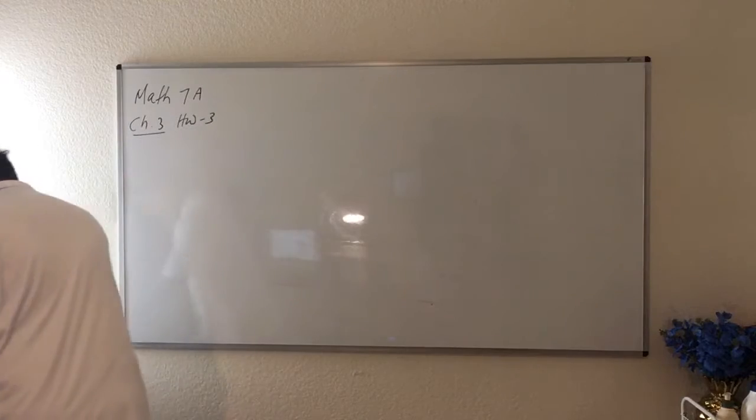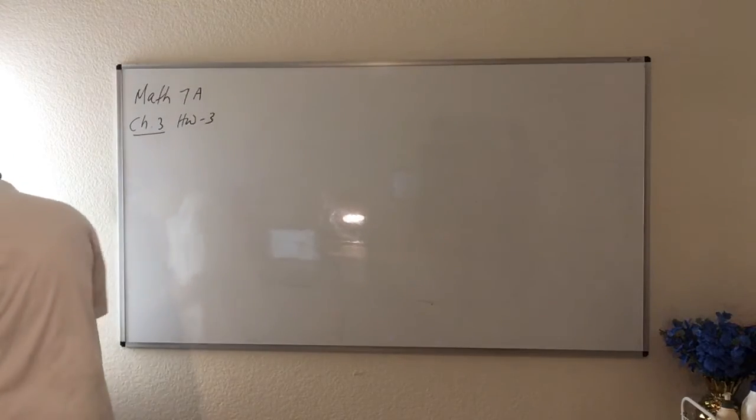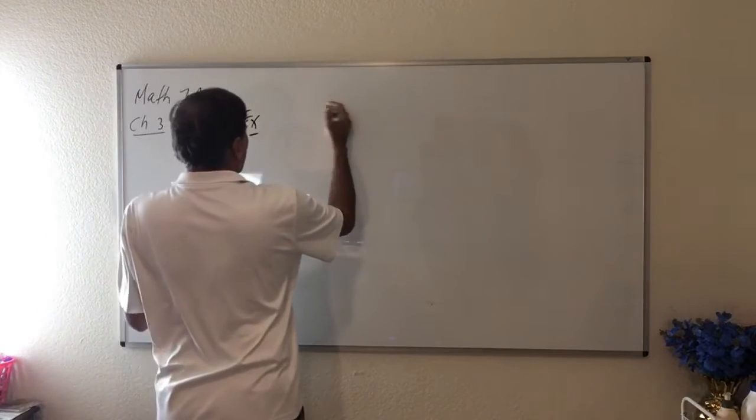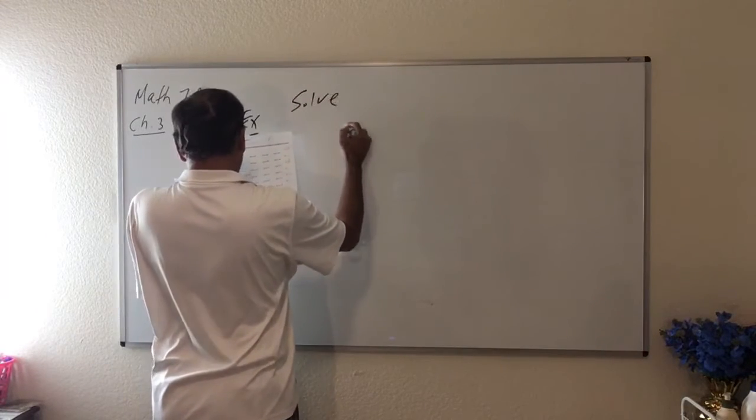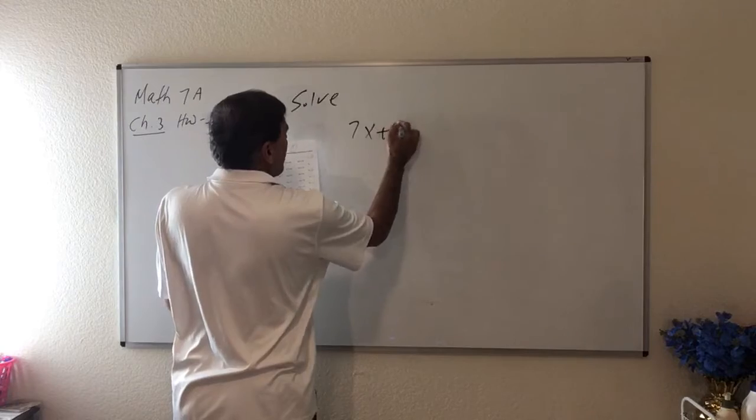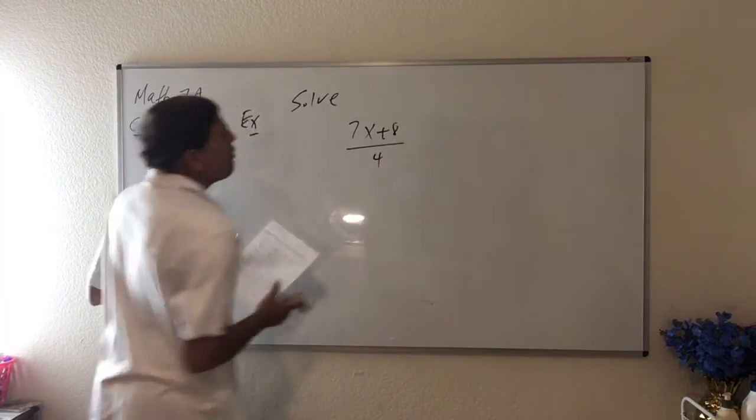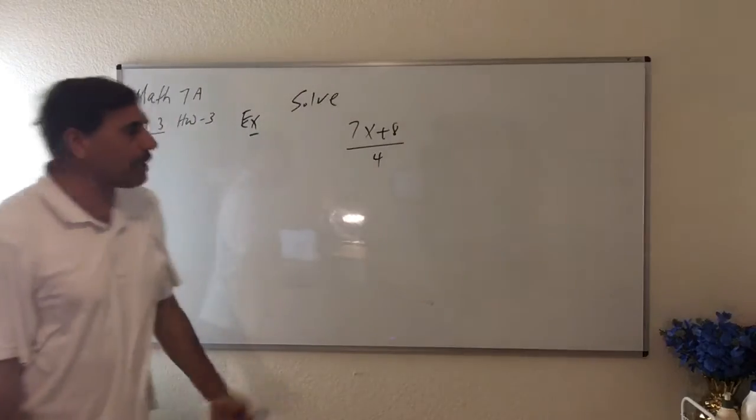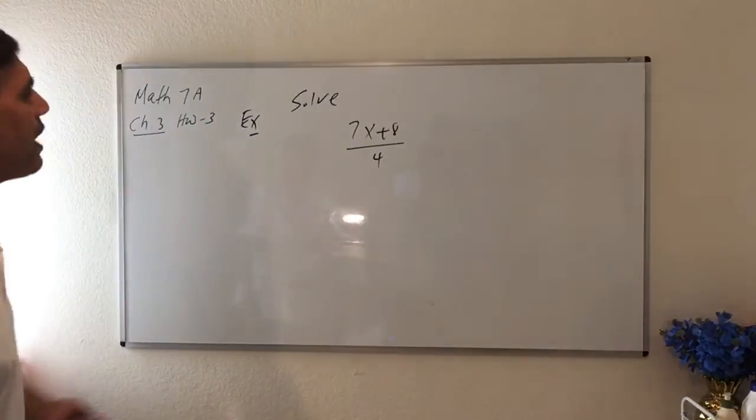So here's the one last one, when you have a common denominator. So here's the first one. Solve 7x plus 8 over 4. Remember now, here are the 2 terms. They have a common denominator, so you can leave as is, or you can split.